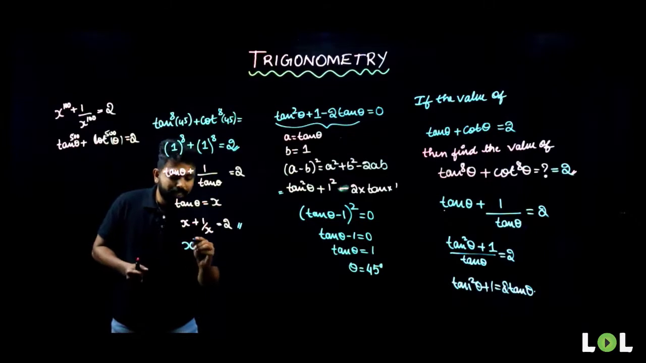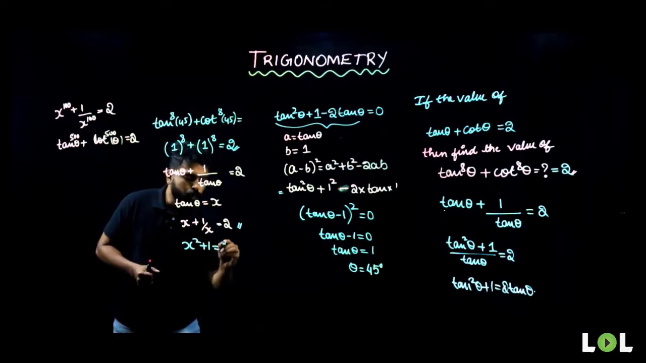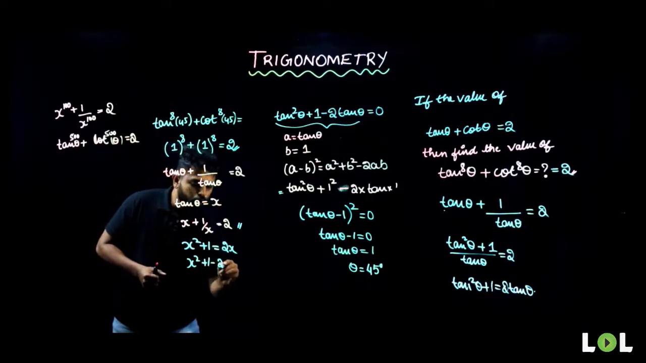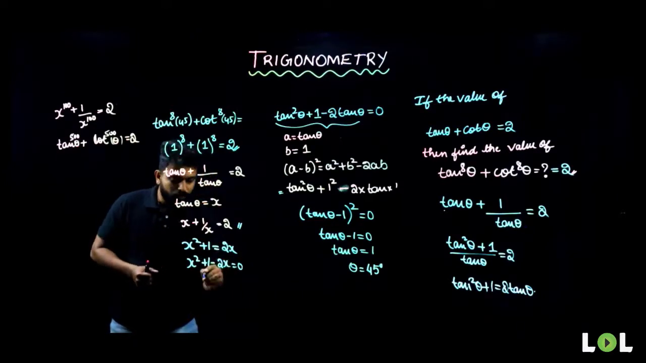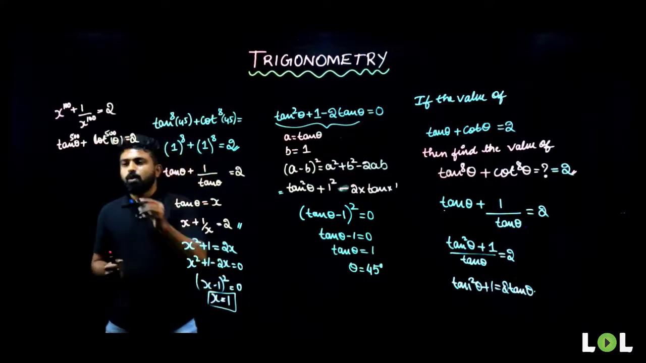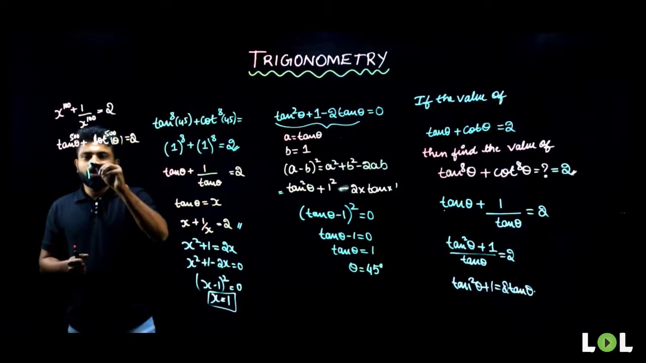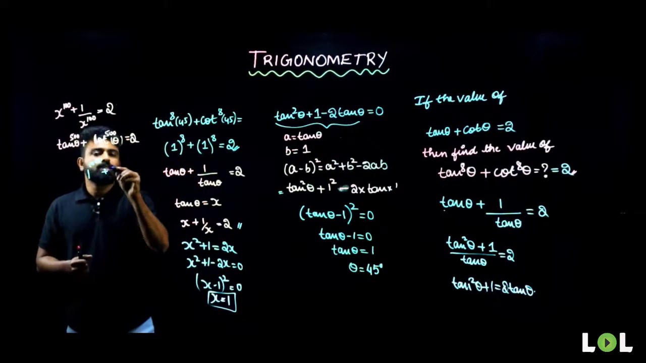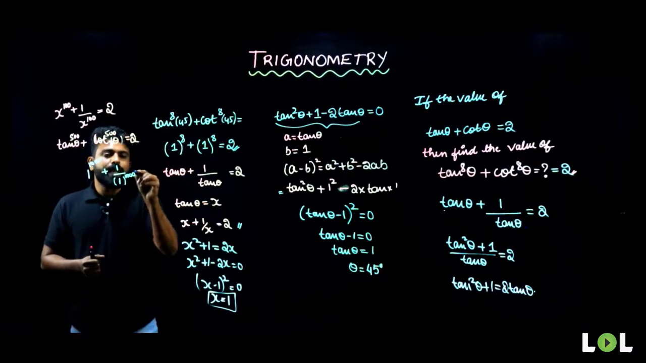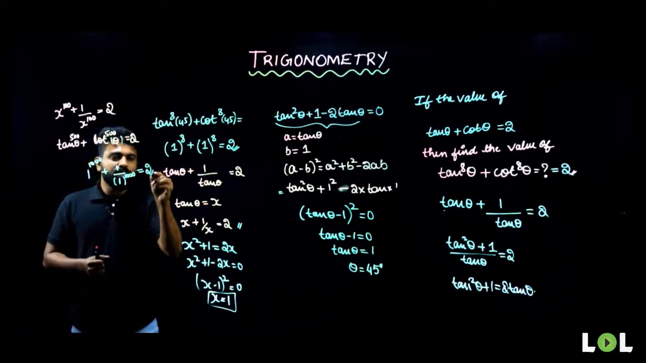If I solve this, I'll get x square plus 1 will be equal to 2x. X square plus 1 minus 2x is equal to 0. And this is of the form (x minus 1) the whole square, and that will be equal to 0. So what will be the value of x? The value of x will be 1. So no matter whether it is 1 power 100 or 500 or even 1000, plus 1 by 1 to the power 1000, the answer will always be 2 itself.